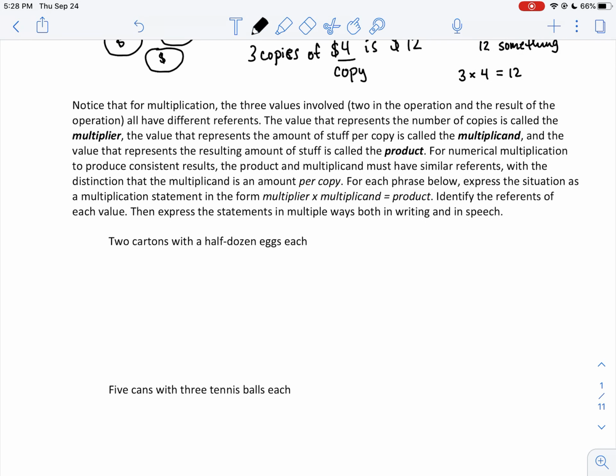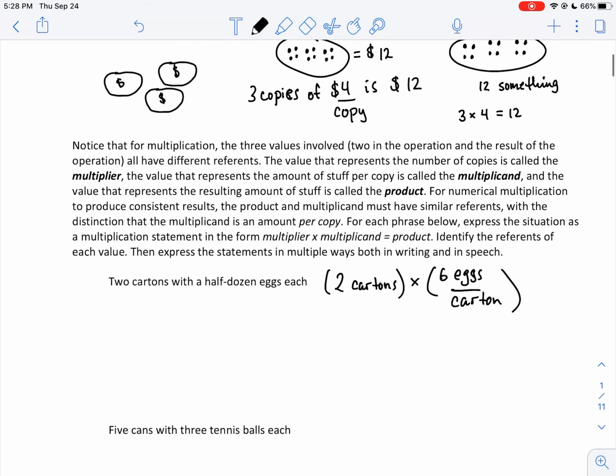Okay, so we have 2 cartons with a half dozen eggs each. So this would suggest that we have 2 cartons. This is one value with unit, times, we're doing a multiplication statement. The multiplier would be the number of cartons. The multiplicand is the amount of stuff per carton. So there's going to be a half dozen eggs. So we have 6 eggs per carton.